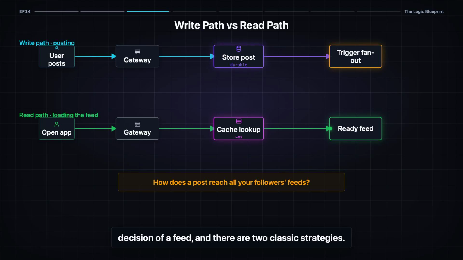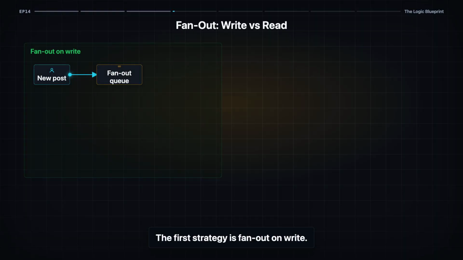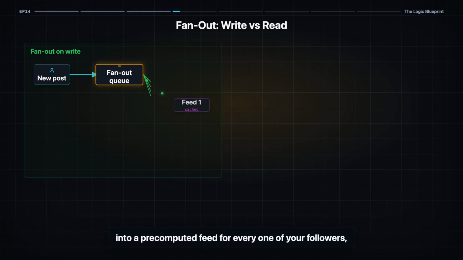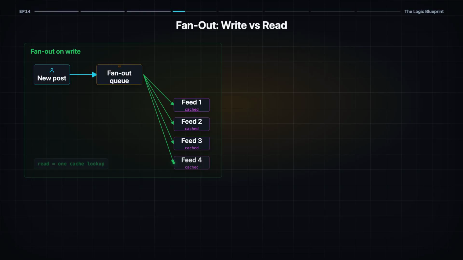And there are two classic strategies. The first strategy is fan out on write. When you post, the system immediately pushes that post into a pre-computed feed for every one of your followers, usually through a queue and background workers. Reads are then trivial. A follower's feed is already built and sitting in cache, so loading it is one fast lookup. You did expensive work once, on the rare write, to make billions of reads cheap.